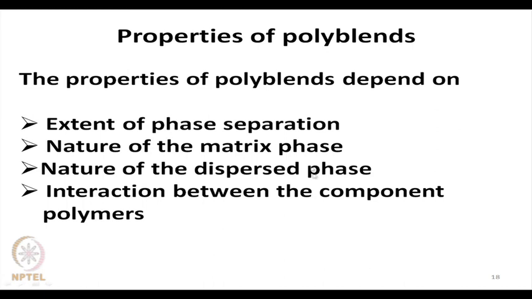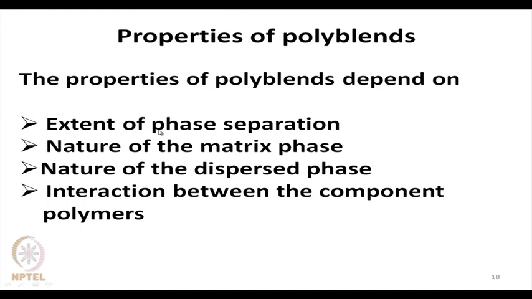Then the properties of the polyblends. The properties of polyblends depend on the extent of phase separation, as I was discussing about the phase separation aspect, nature of the matrix phase, nature of the dispersed phase, interaction between the component polymers. So, these four different issues are very much important in order to have optimum properties level as well as broad spectrum of the properties.